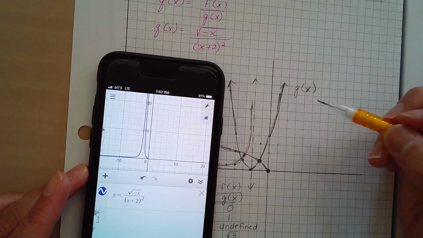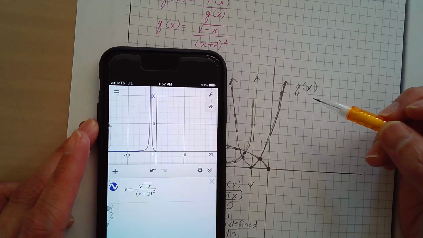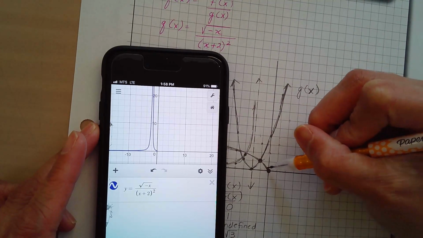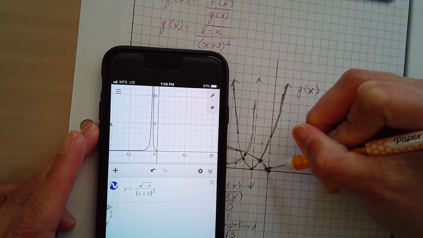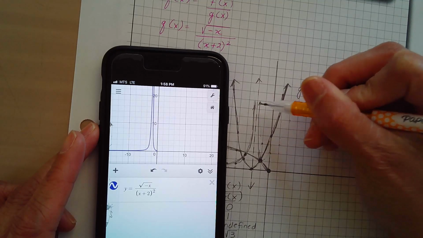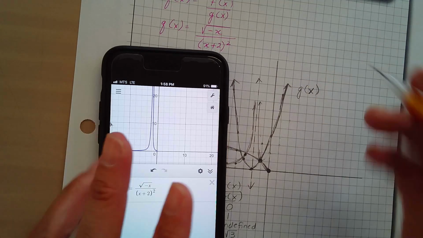One looks like what we have in here. It just gets smaller and smaller and smaller, and this one gets closer and closer to the asymptote.